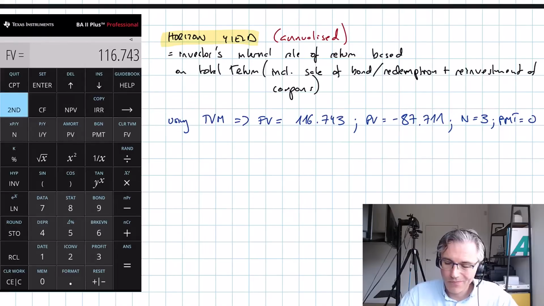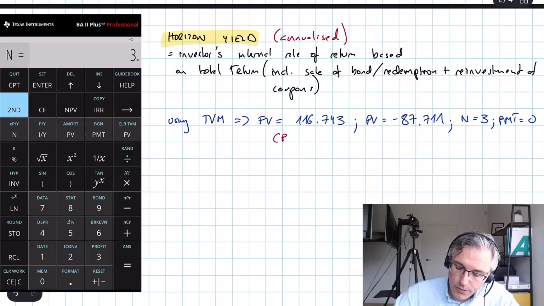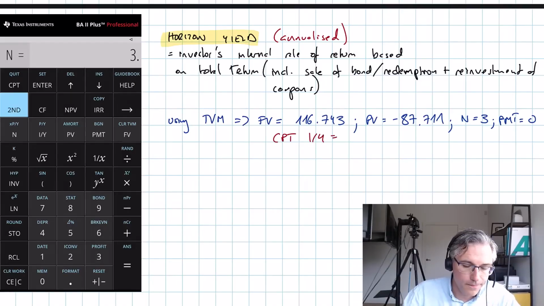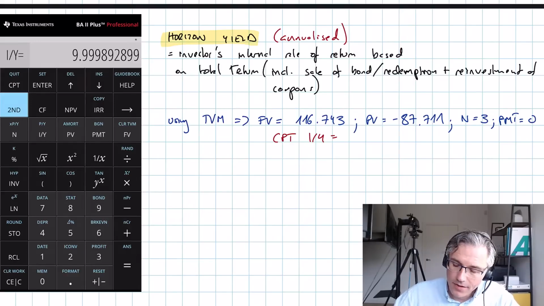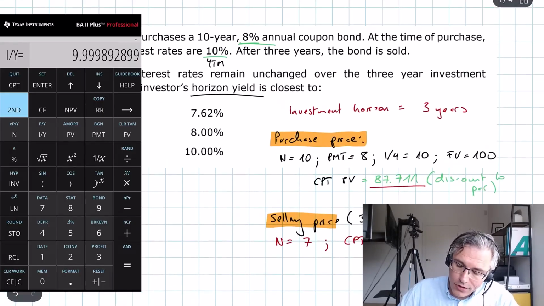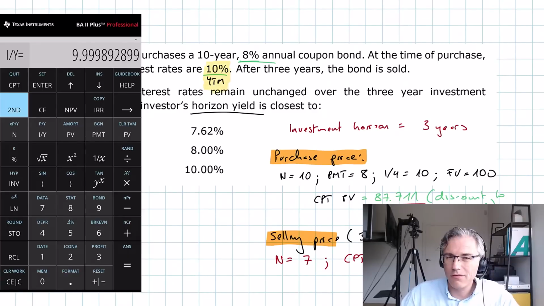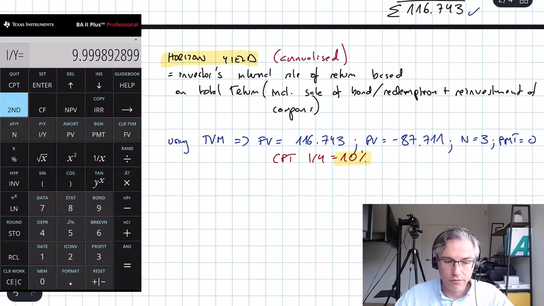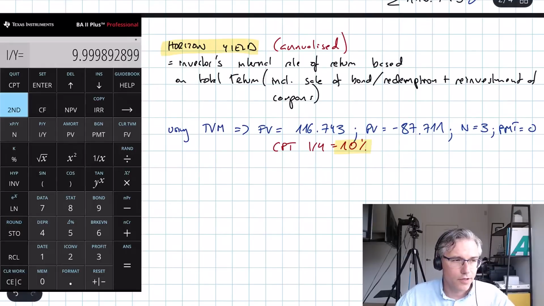116.743 for FV, negative 87.711 for PV, 0 for PMT. I actually didn't have to do that because I had my worksheet cleared. 3 for N, and now compute I over Y. Okay, and as you can see, this pretty much equals 10%. Nice. Which, by the way, is equal to the original yield to maturity on the bond. Even though we didn't hold the bond until the maturity date, we still managed to get an investment horizon yield that was absolutely in line with the YTM.